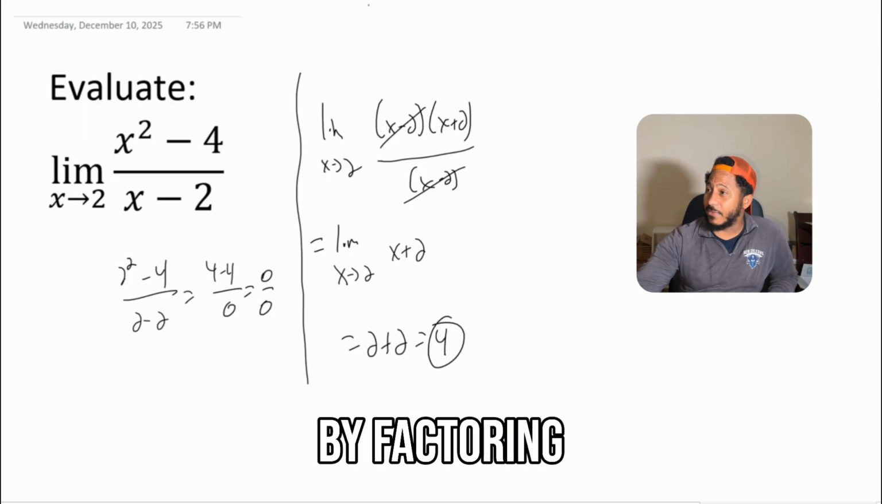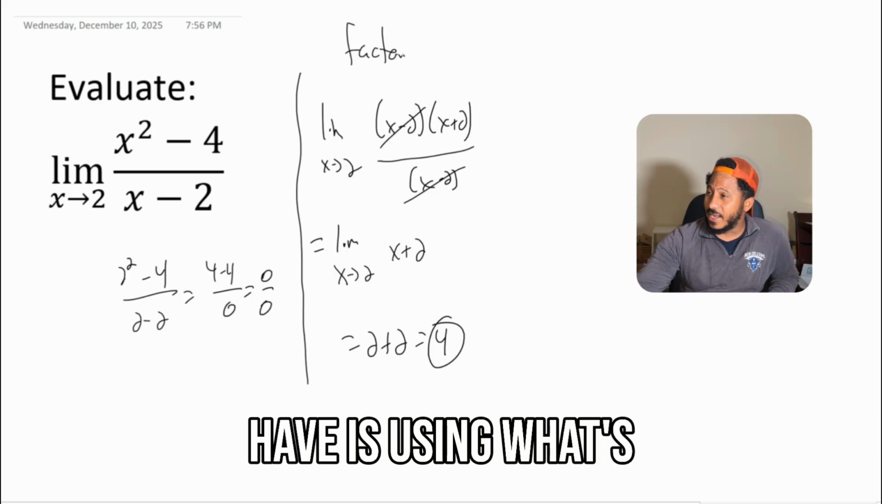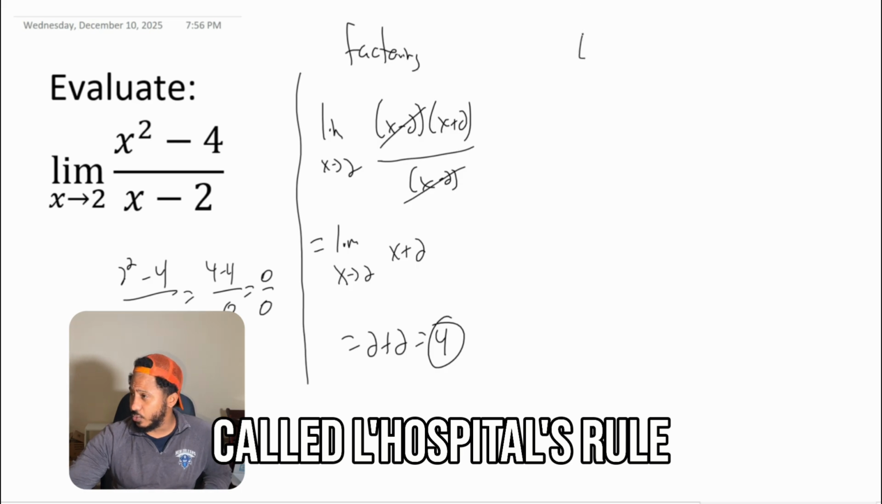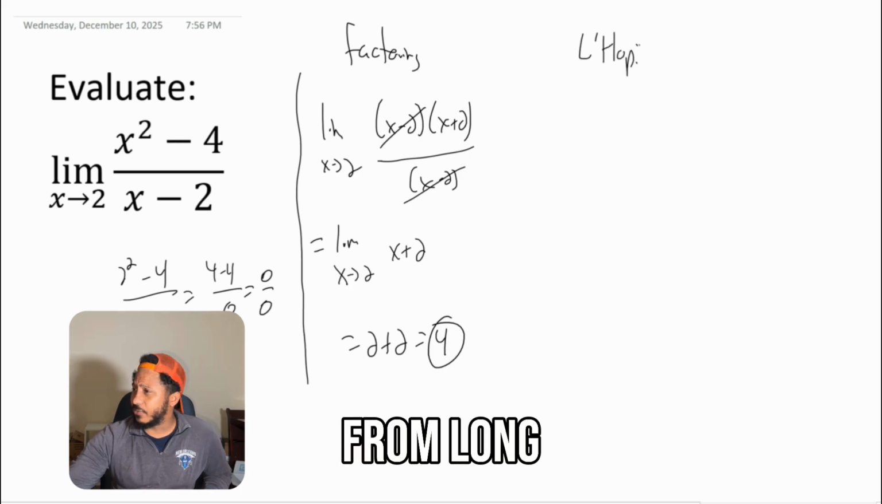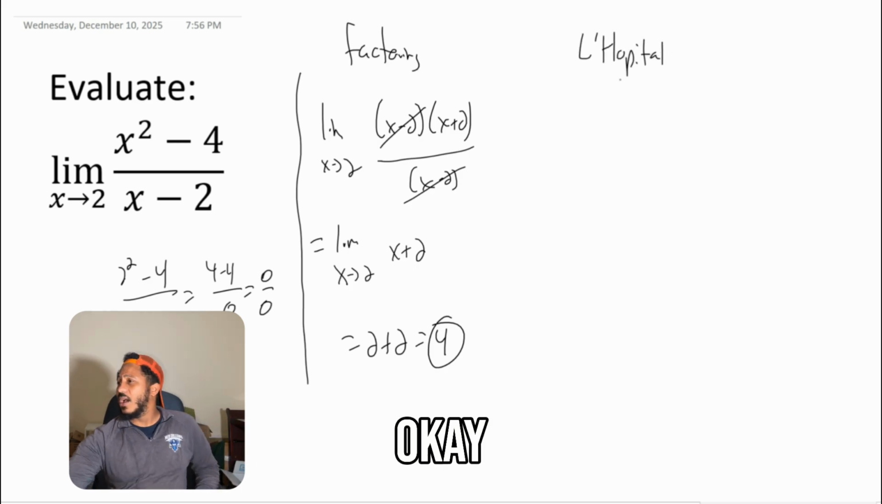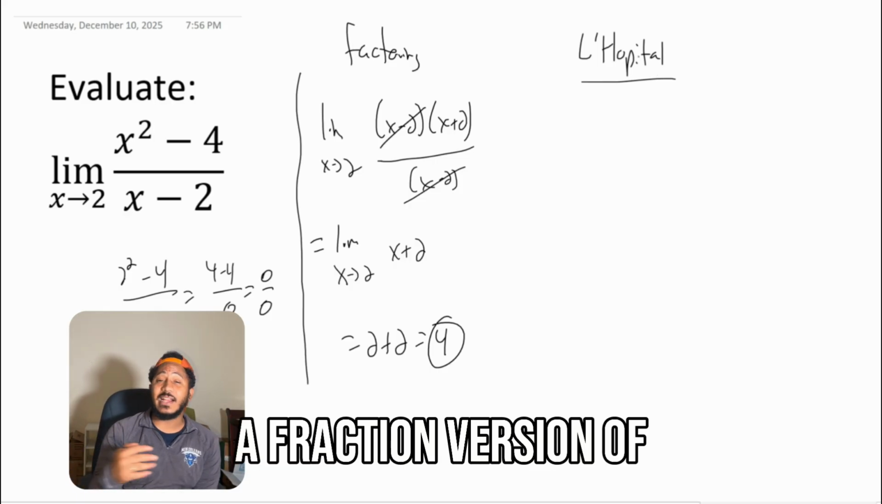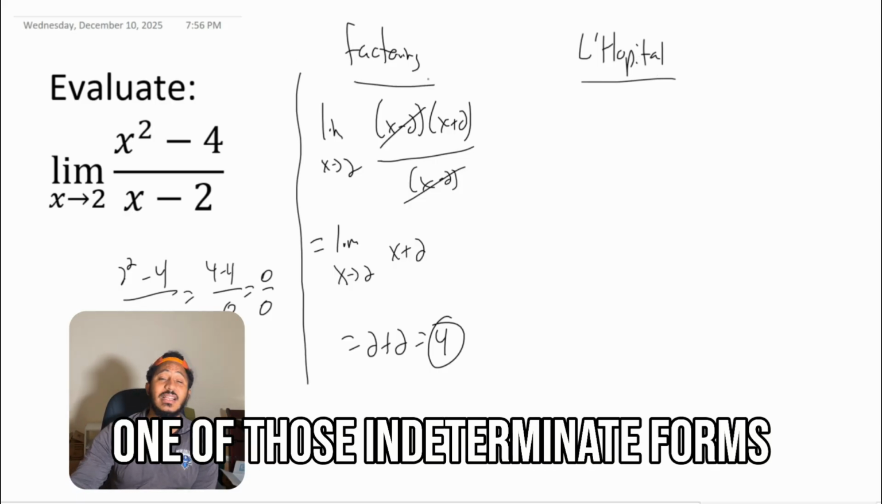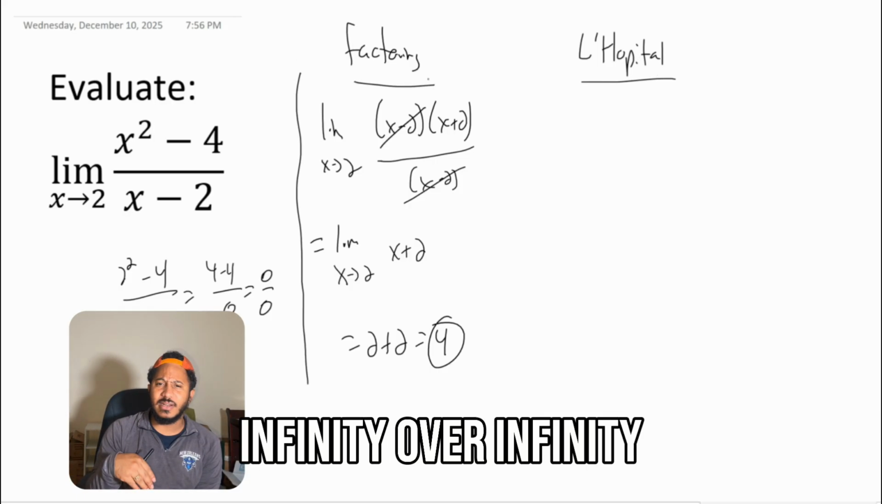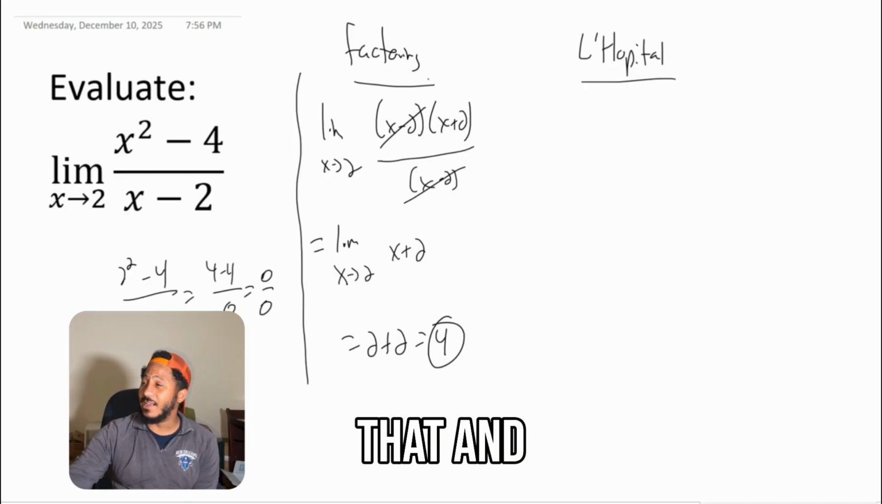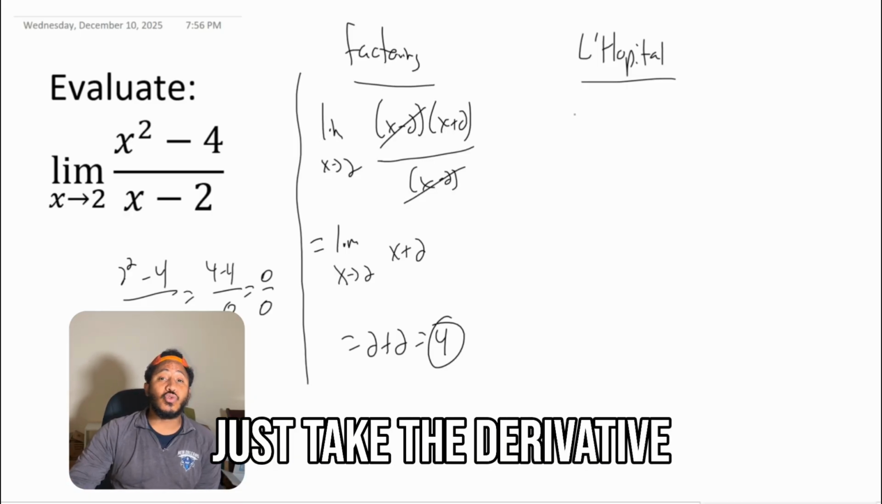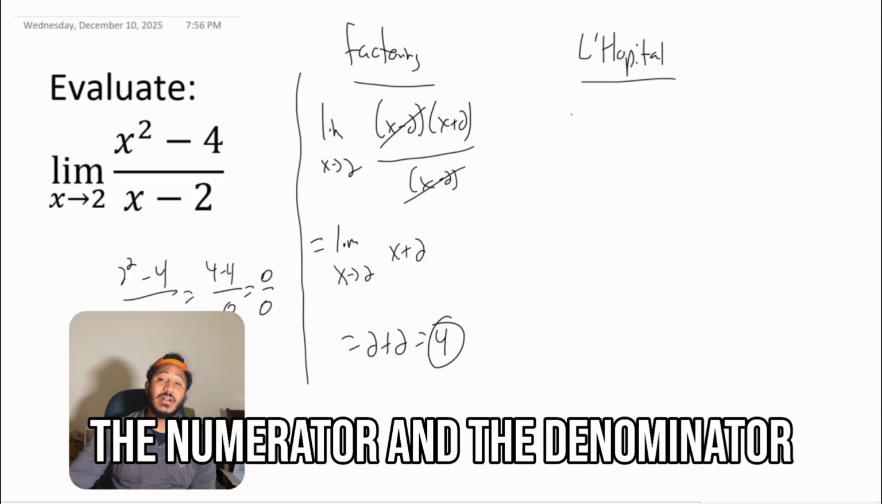That's one method, right, by factoring. Another method we have is using what's called L'Hopital's rule, okay? This is a famous mathematician from a long, long time ago. L'Hopital's rule said if I do get a fraction version of one of those indeterminate forms, 0 over 0, infinity over infinity, then we're allowed to just take the derivative of the numerator and denominator, top and bottom, right?